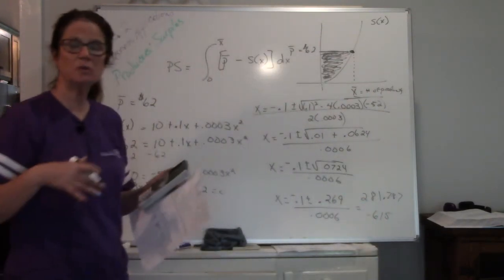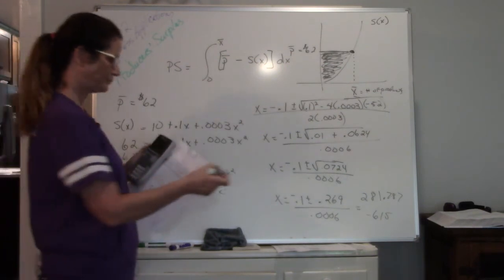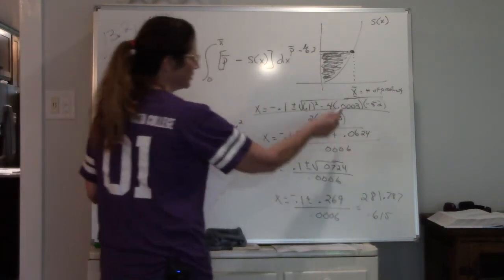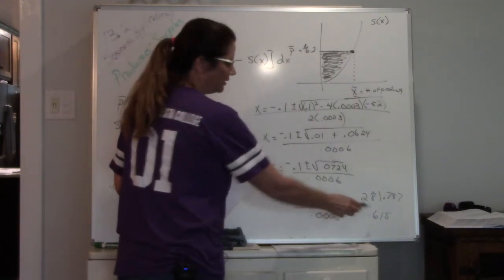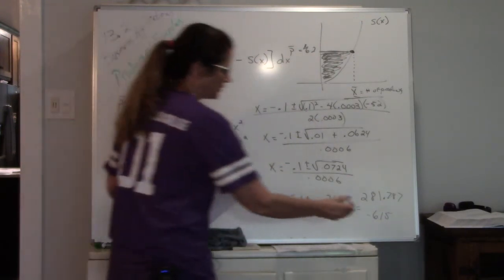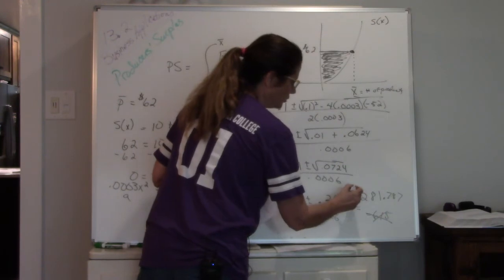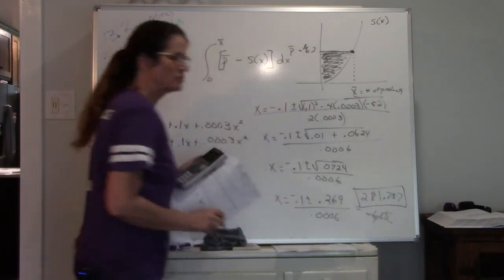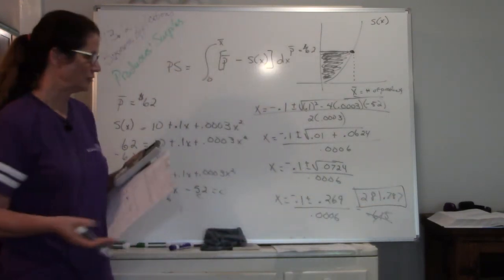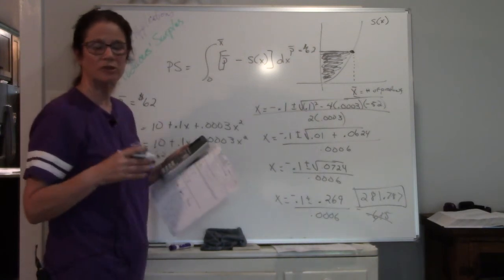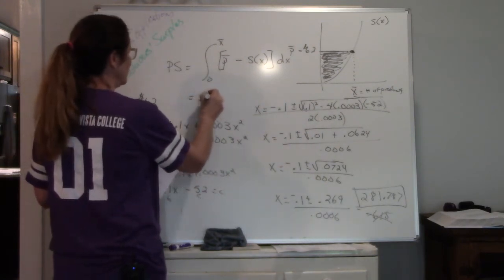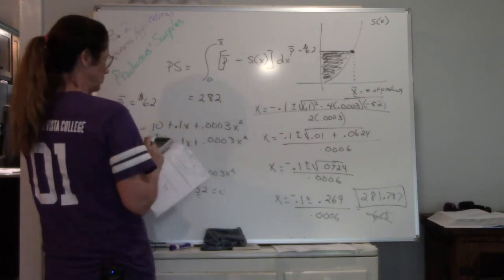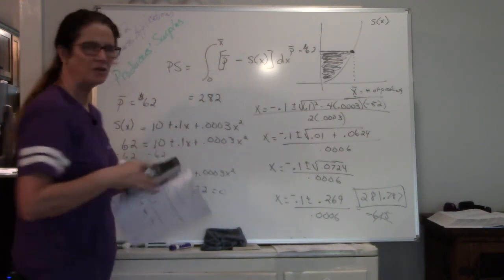Okay, so this is where you have to make that judgment call. We're talking about the number of products. This is clearly not a good number. This is what's called an extraneous answer. So this is the only answer I can use because it's the positive version. So I can round this. 281.7 is the same as 282. Okay? So what did I just find?